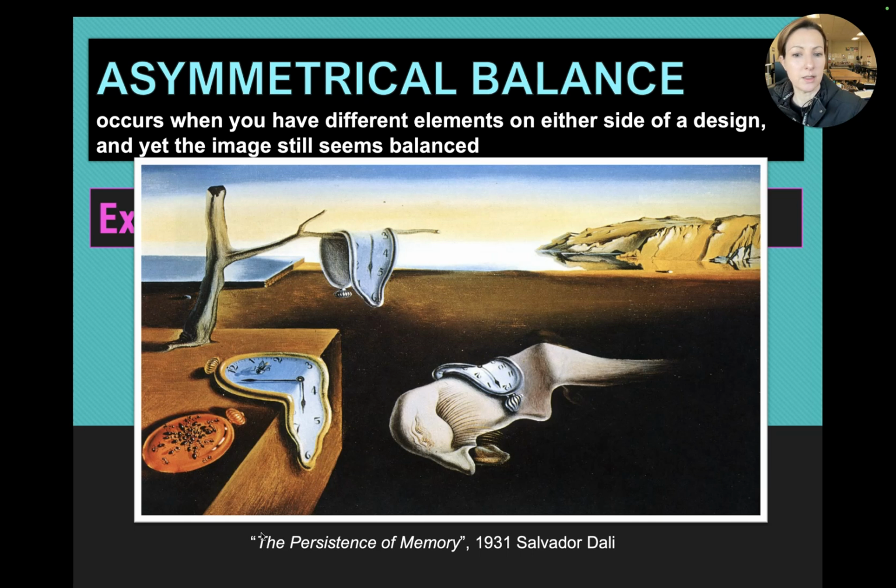This is The Persistence of Memory by Salvador Dali. On one side we have a lot of clocks, there's a branch. On the right side it's a little bit more empty, so when we put that line down the center, you can see there's more going on the left than the right. However, it still seems balanced. It's just the visual weight is more to the left.